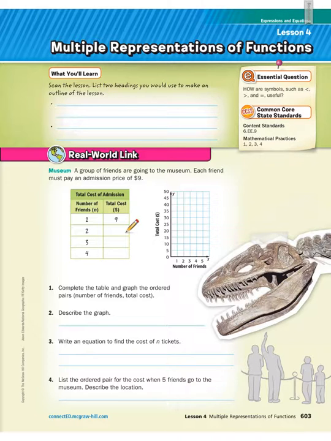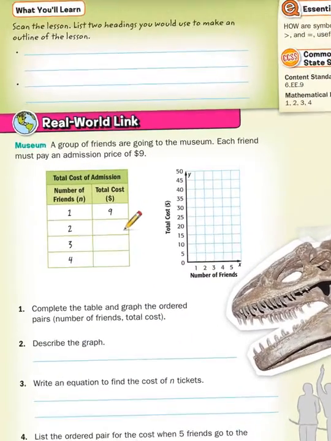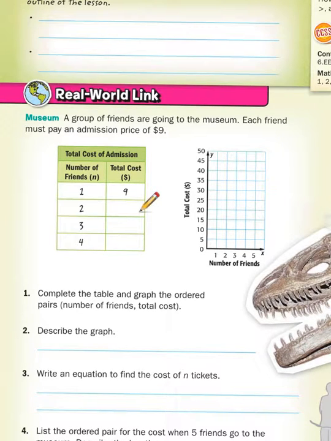In the real world link, it says, a group of friends are going to the museum. Each friend must pay an admission price of $9. And number 1 says complete the table and graph the ordered pairs: number of friends, comma, total cost. So, if it's $9 per friend, they already have it done for us that 1 friend would cost $9. So 2 friends would cost $18, 3 friends would cost $27, and 4 friends would cost $36, because you're multiplying the number of friends by 9 to get the total cost.